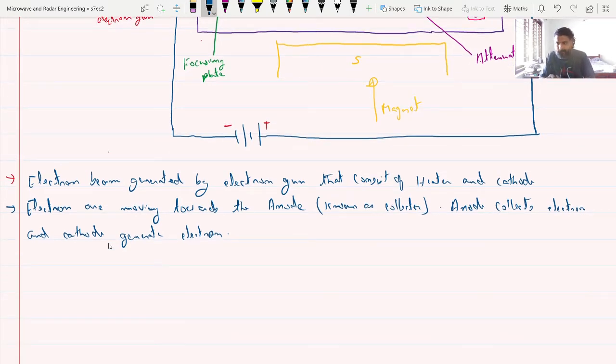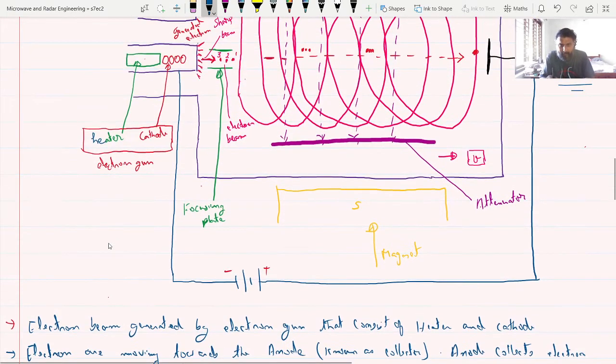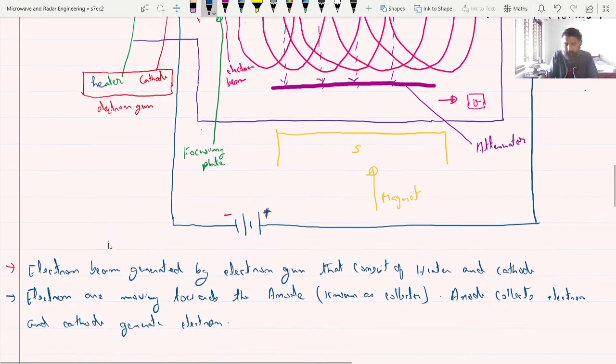Now what we have done: the negative terminal of the battery is connected to the electron gun, and the positive terminal of the battery is connected to the anode terminal. You can see that negative is connected to the electron gun and positive is connected to what is called the anode, otherwise called the collector terminal.